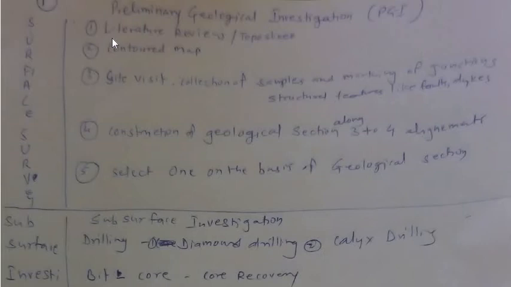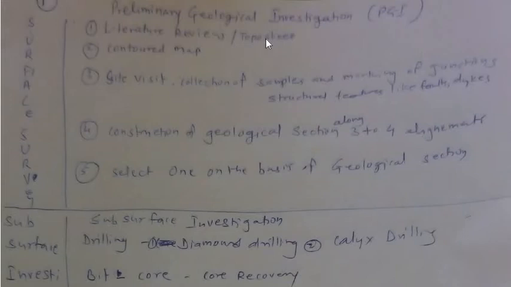Then remote sensing data is also available from satellite imagery and aerial photographs. You get a lot of information. Then the topo sheet. From the topo sheet you get an idea about which type of morphological feature is present, whether there is a hill, a valley, a spur, a plateau, etc. Means all information you get from this literature. Then the contour maps are available.